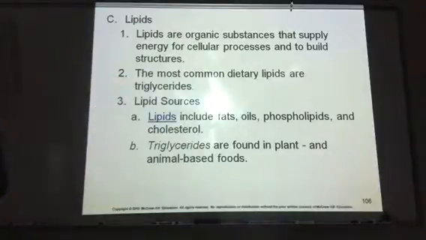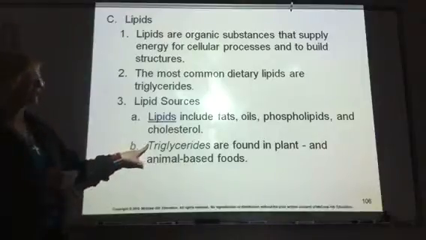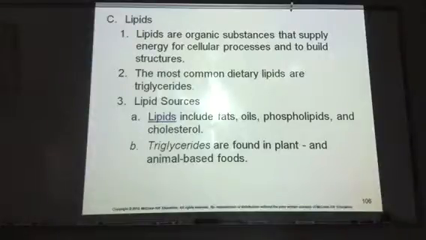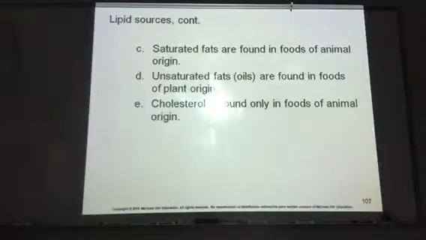Lipids are included in fats, oils, phospholipids, cholesterol, butter, fatty things like that. Triglycerides are found in plants and animals. So these are some words. If you ever have a blood test, they'll run a lipid panel, for a normal checkup, things like that. So you might see triglycerides. It is a type of lipid, and they'll specifically check for that. And triglycerides are found in plants and animals.